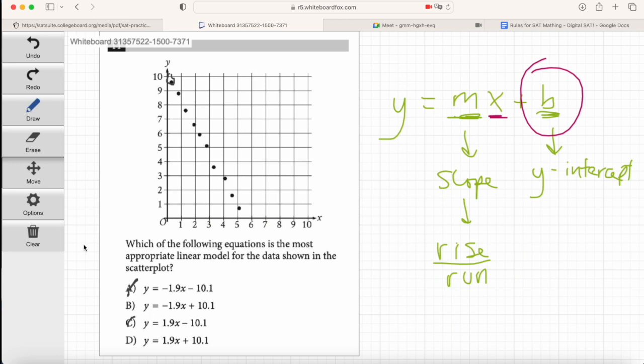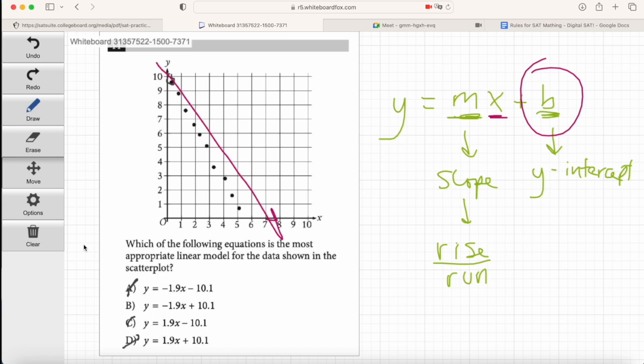Now, what's the difference between B and D? It is between B and D here. What's the difference between them? B has a negative 1.9. Yeah. B has a negative slope and D has the positive 1.9 slope. Now, if you know anything about graphing, do you know whether this line is going to have a negative slope or a positive slope? I think it's going to have a negative slope. It's going to have a negative slope, absolutely. Because it's going downhill from left to right, that's a negative slope. As the x value increases, the y value decreases.